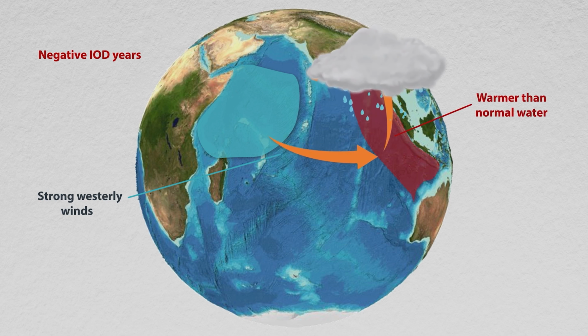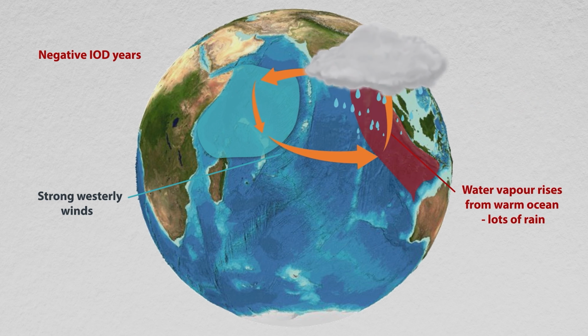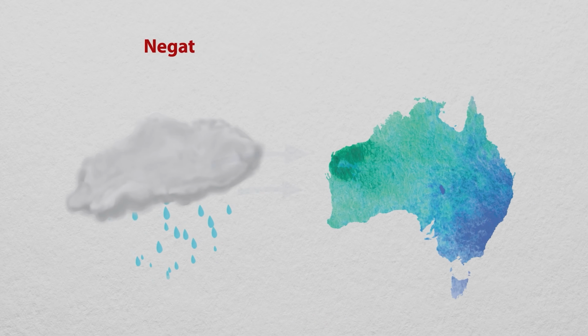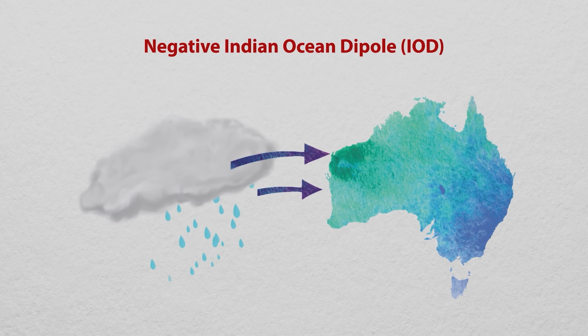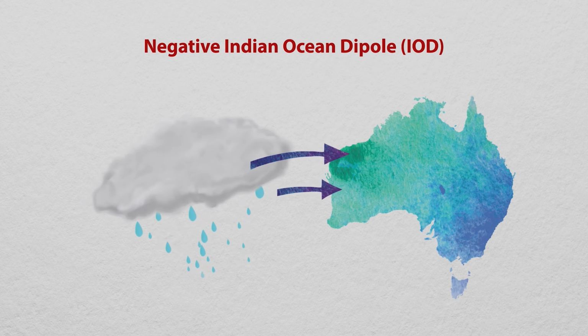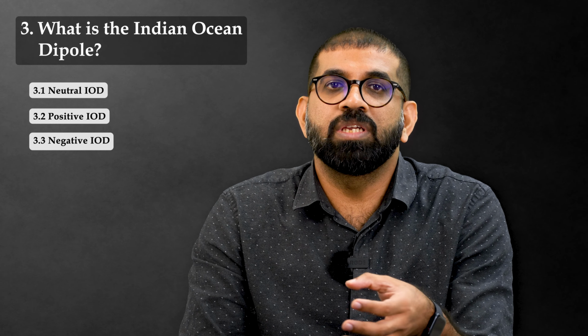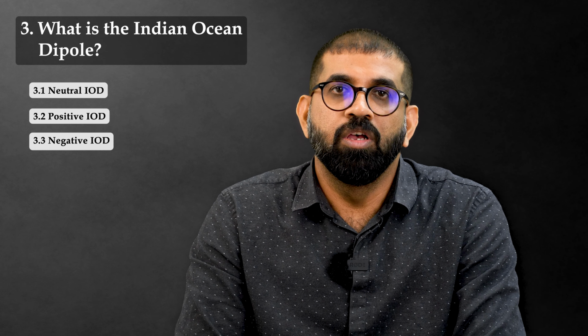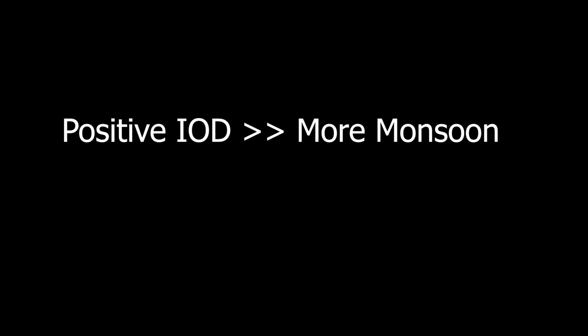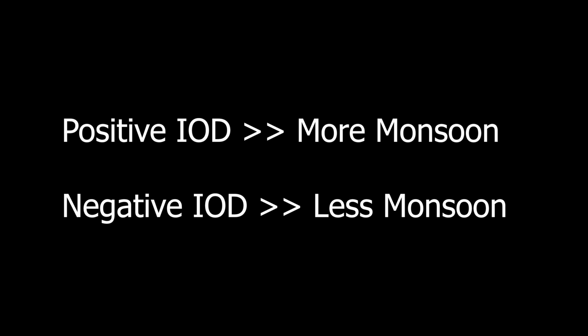The eastern Indian Ocean becomes warmer than the western part. This leads to increased rainfall in Southeast Asia and Australia and drier conditions in East Africa. In India, negative Indian Ocean dipole obstructs monsoon. So it is easy to remember, right? Positive IOD means more monsoon rainfall in India and negative IOD means lesser monsoon rainfall in India.